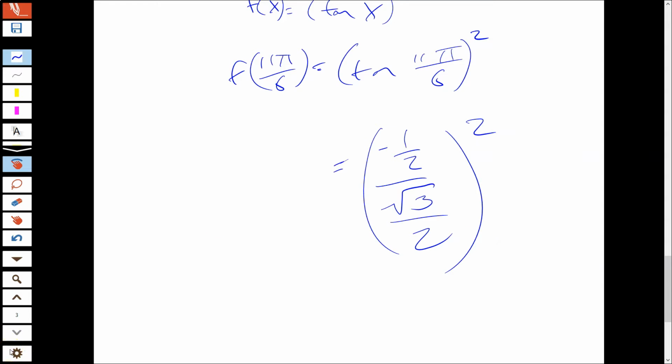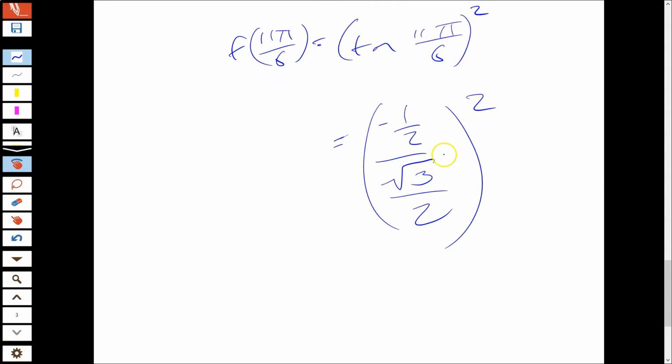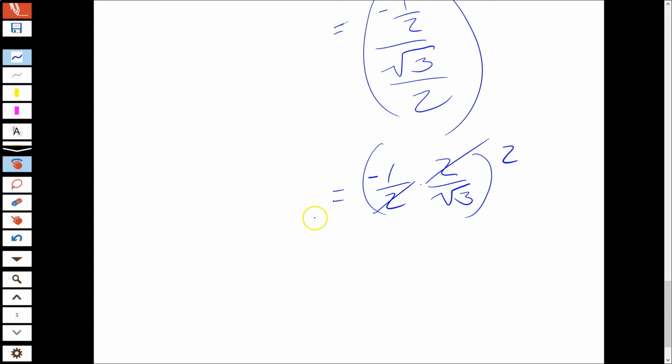Okay, and then this one, we're going to have to simplify it. Again, it's looking kind of ugly. Remember, that's sine over cosine this time because we did tangent. So the first thing I'm going to do is divide the fractions, which means I multiply by the reciprocal of the bottom one. So I get negative 1/2 times 2 over root 3, all squared still. My 2's cancel, which is kind of cool. And then I get negative 1 over root 3 squared.